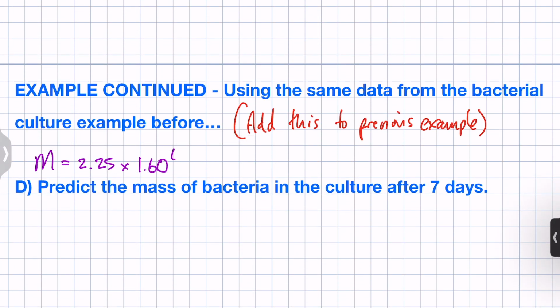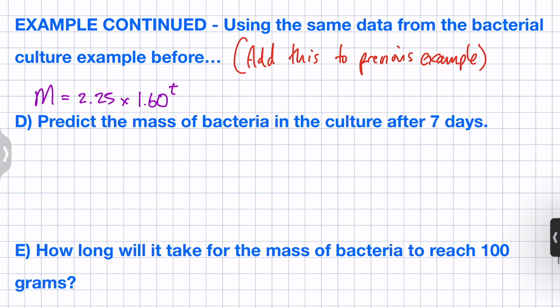That was my model. Predict the mass of bacteria in the culture after 7 days. So what is that question asking me for? Is it asking me for M, the mass, or is it asking me for T, the number of days? M. It's asking for M. That's the easy version of this because it's telling me what T should be.